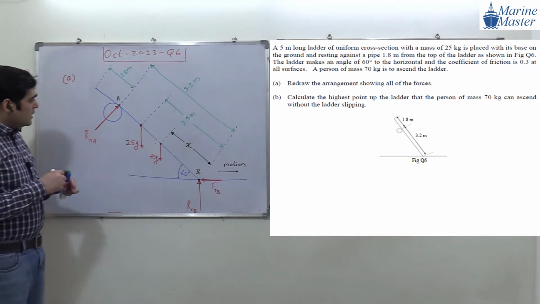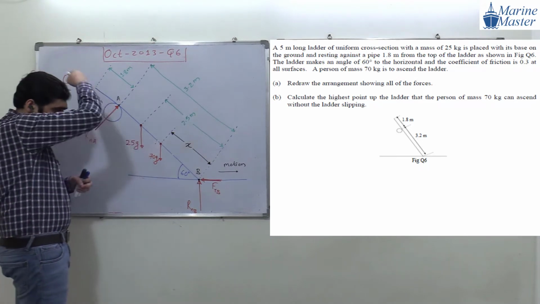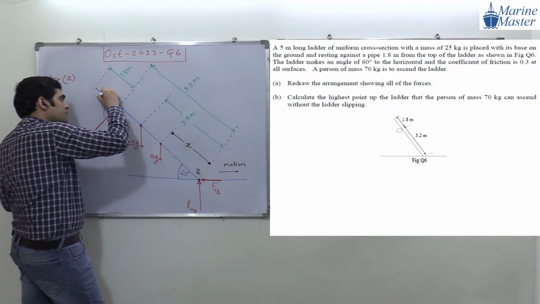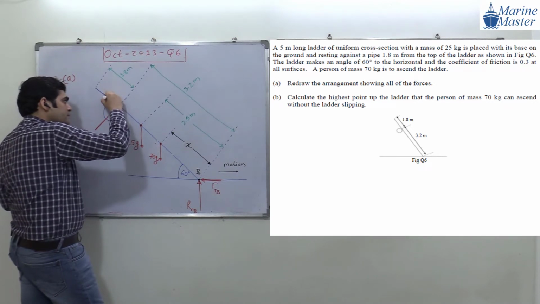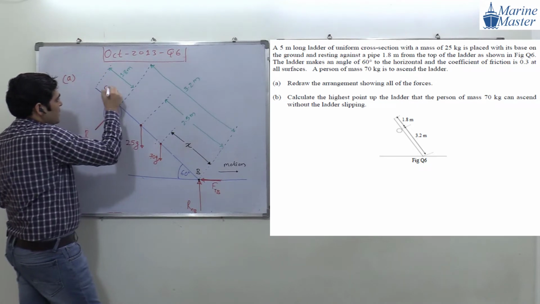Okay, good. And then what will be the next point? The ladder will try to go down like this, means here. So the friction force here will be FRA.